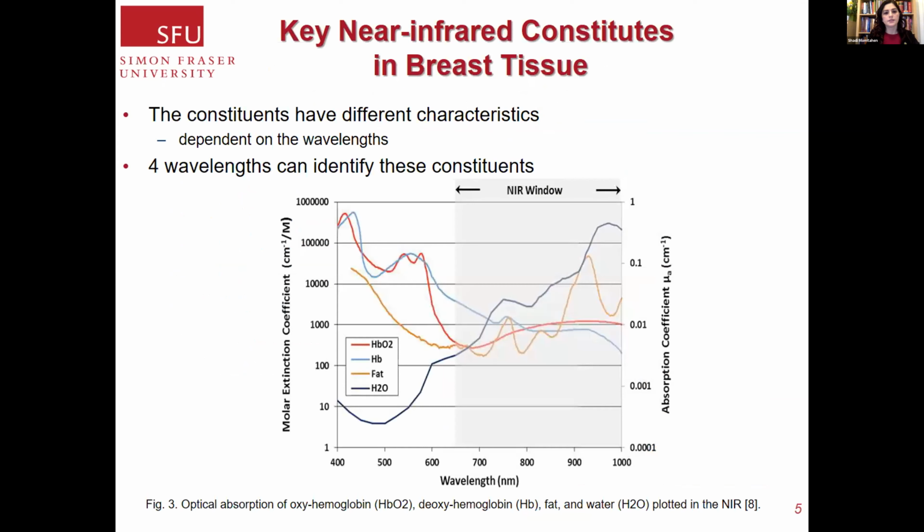Just as I said, we use near infrared. Let me describe the near infrared region. This is the near infrared window. As you can see, it uses wavelengths from 650 to 1000 nanometers. The reason behind using near infrared is that the main constituents in breast tissue are oxyhemoglobin, or oxygenated blood, deoxyhemoglobin, or deoxygenated blood, water, and fat, as you can see here. These main constituents have unique characteristics dependent on the wavelengths. So we can use 4 wavelengths to identify these main constituents in breast tissue.